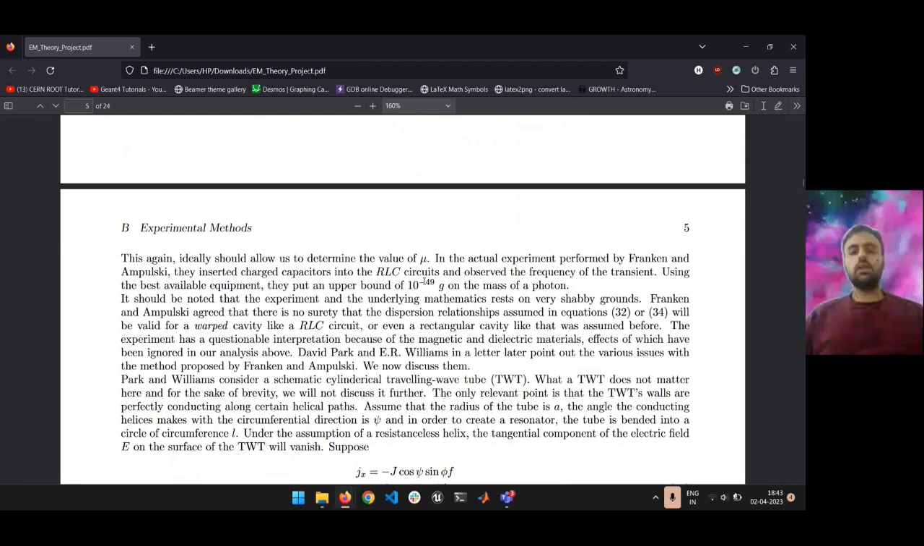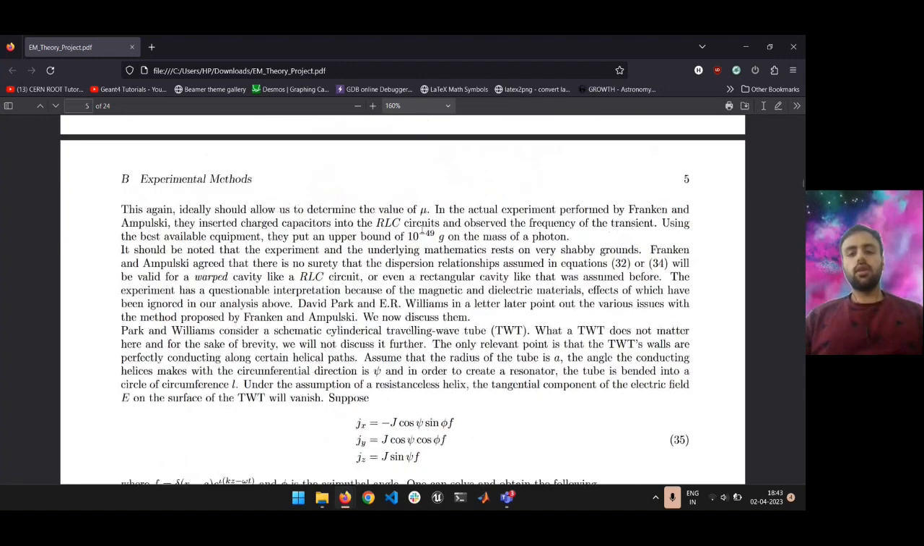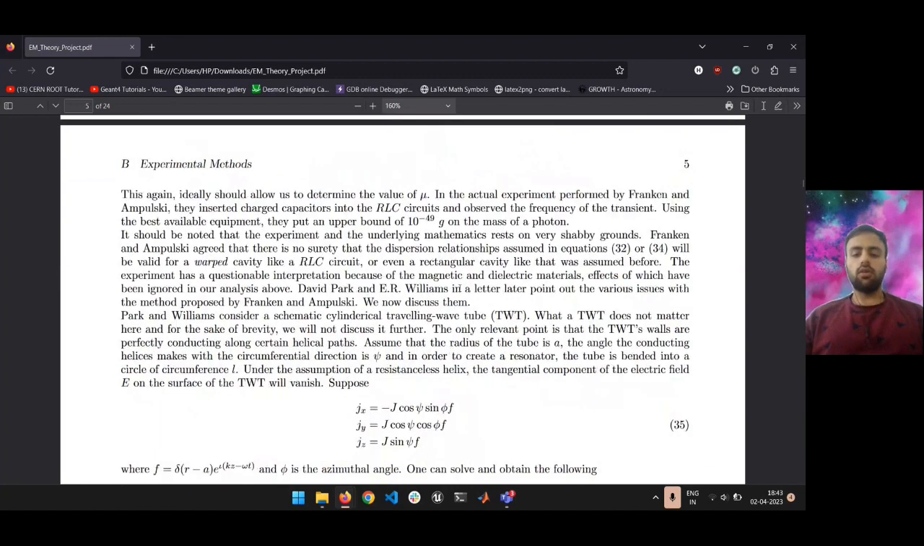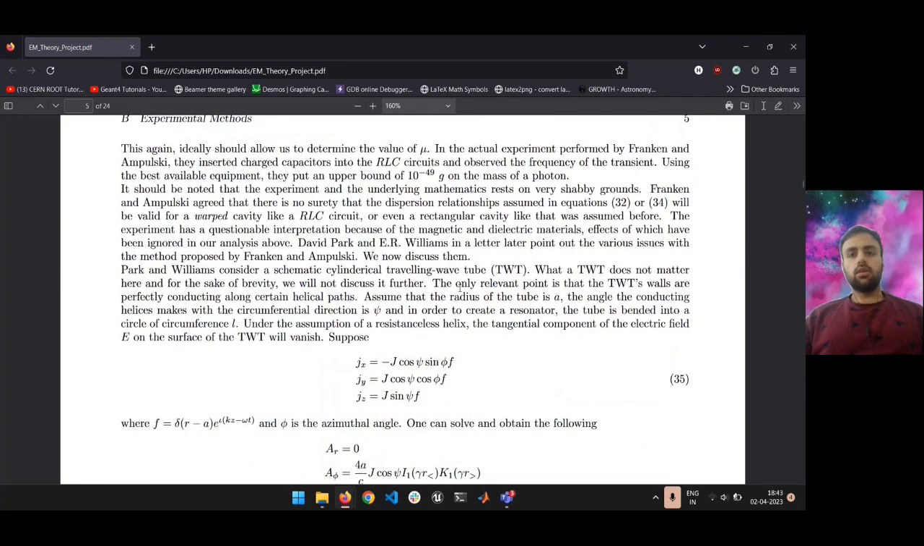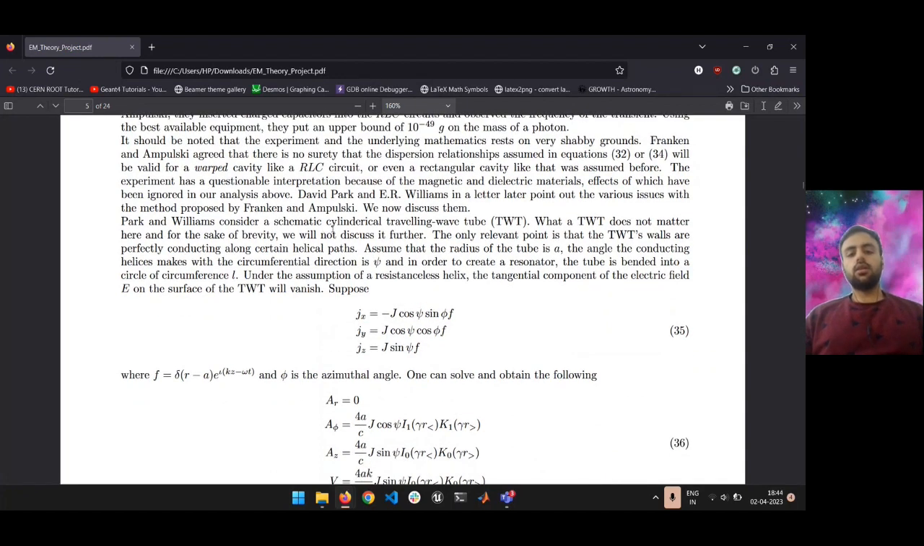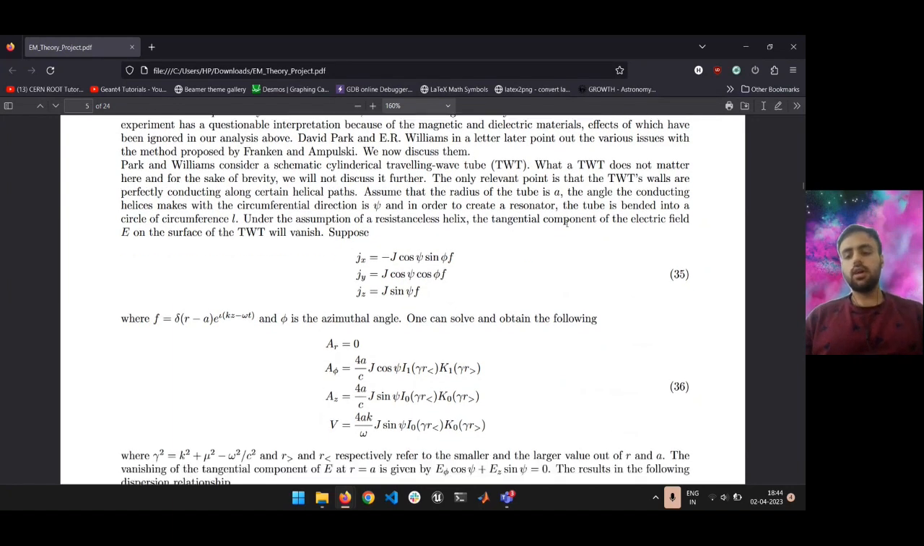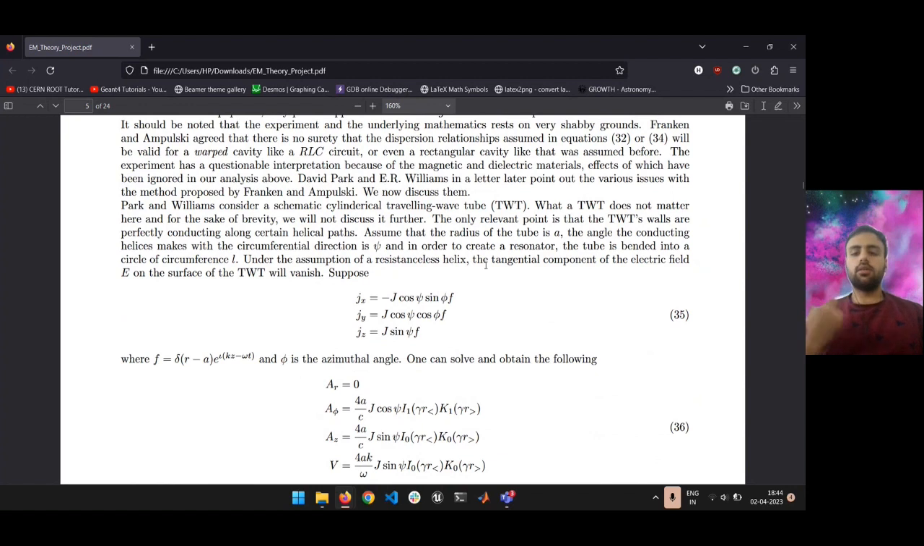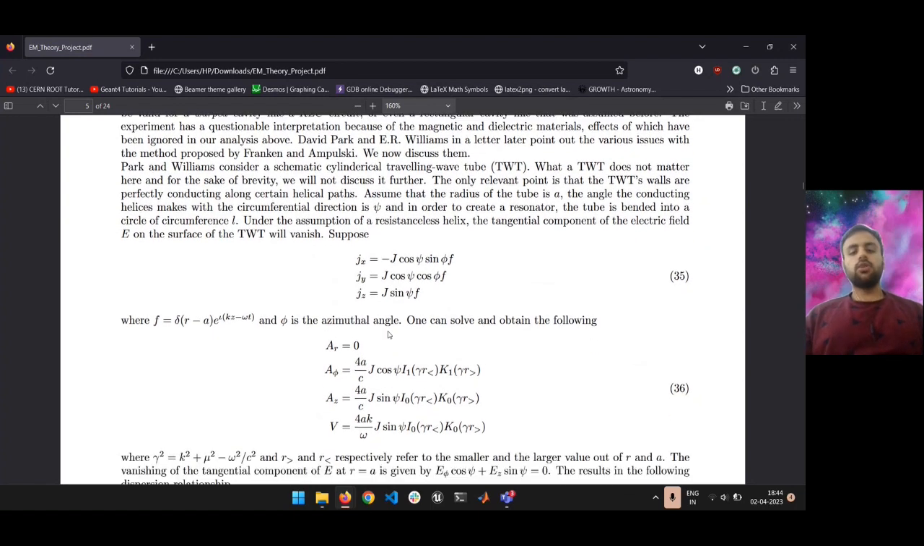So what Park and Williams say is that whatever they have done before is actually incorrect, or at least gives a very wrong estimate of mu. They say to consider a cylindrical traveling wave tube. It doesn't really matter what a traveling wave tube, or TWT, is. What is important is that the TWT has helical paths along its boundaries such that they offer zero resistance to any current flowing through them. We assume that the radius of the tube is a and the angle the helices make with the circumferential is psi.